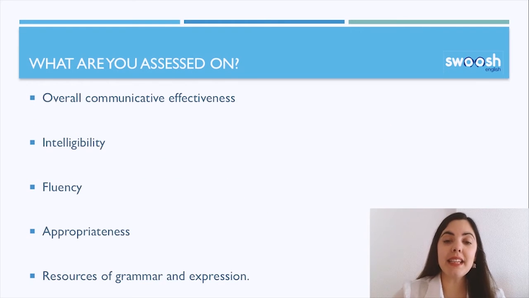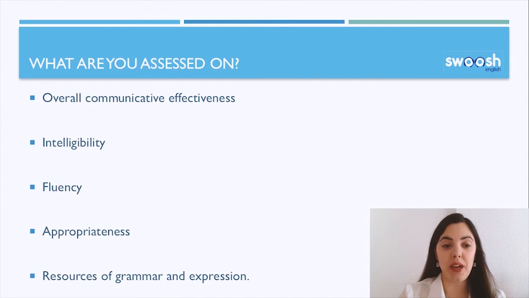Okay, so let's take a look at what you are assessed on. For the speaking subtest, there are 5 criteria you will be marked on: overall communicative effectiveness, intelligibility, fluency, appropriateness, and resources of grammar and expression. Now, these are all equally important as they are equally weighted for marks, and in order to gain a grade B in this, you will have to have a high level of English and score highly in all 5 of these different criteria. Okay, let's take a moment and look at these individually and see what you are expected to do for each one.